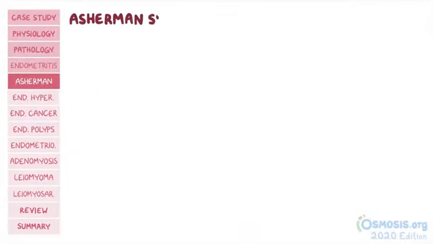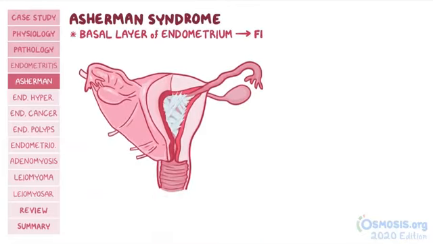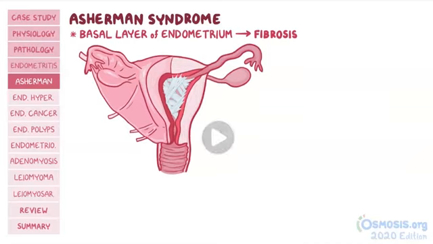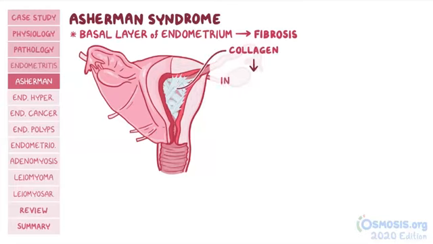Next, there is Asherman syndrome. This occurs when the basal layer of the endometrium undergoes fibrosis, so it's unable to regenerate the functional layer. Sections of the normal tissue in the uterus are replaced by multiple bands of collagen, which lead to intrauterine adhesions, where the bands make the uterine walls stick to each other.